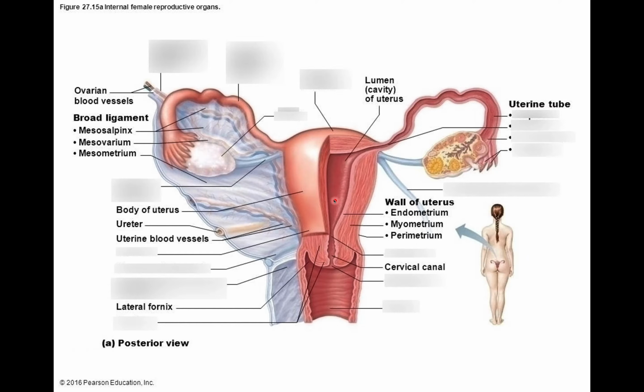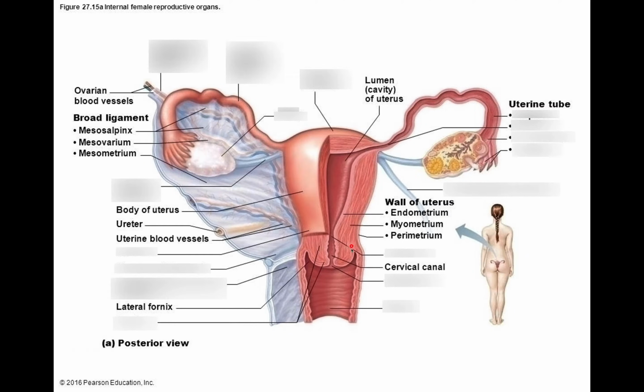You will notice that the wall of the uterus is divided into 3 layers. The outermost layer is known as the perimetrium. Now the perimetrium is regarded as a serous layer. Serous means it produces a serum or a fluid. Being a serous layer, this perimetrium is busy secreting a lubricating fluid, and this lubricating fluid is going to help to reduce any friction.